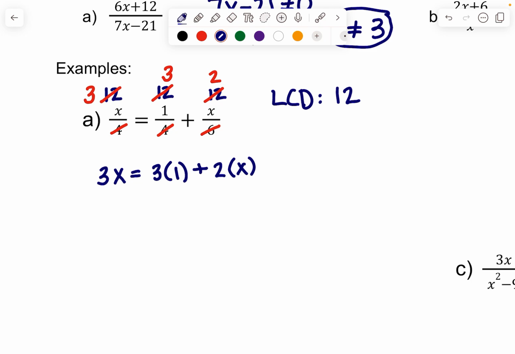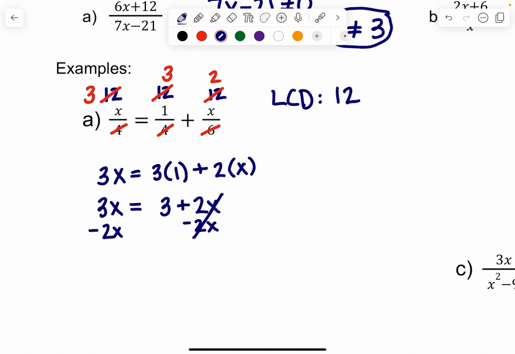So if we rewrite this, we now have 3x equals 3 times 1 is 3 plus 2x. Solving, we're going to subtract 2x from both sides to move x to the same side. So we have 1x, or just x, equals 3. If we go back and look at our LCD, we want to make sure there's no variables in it, which there aren't, so we have no restrictions. So x equals 3 is our solution.